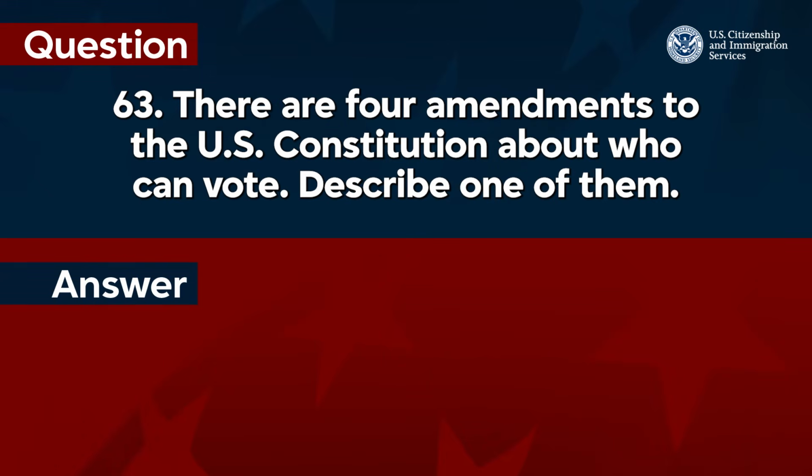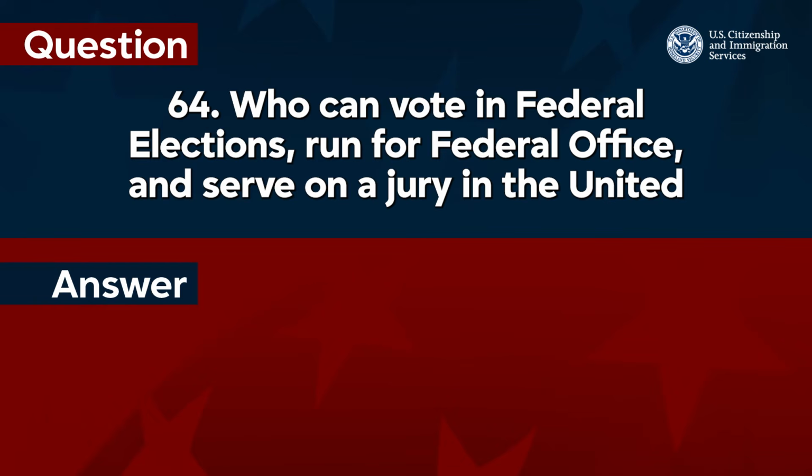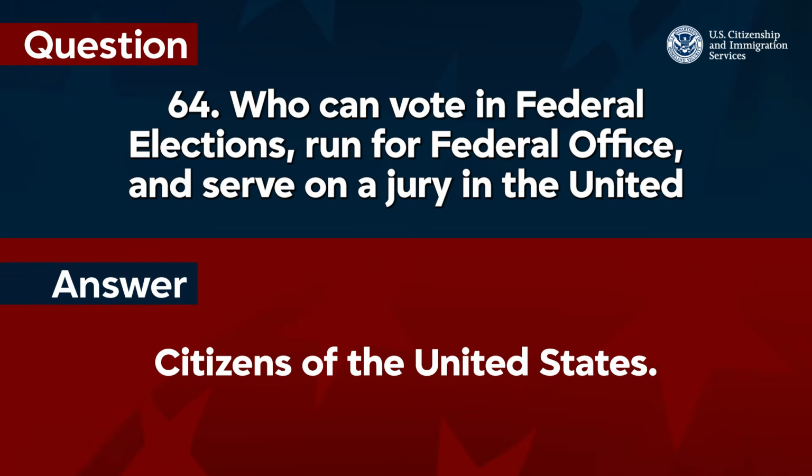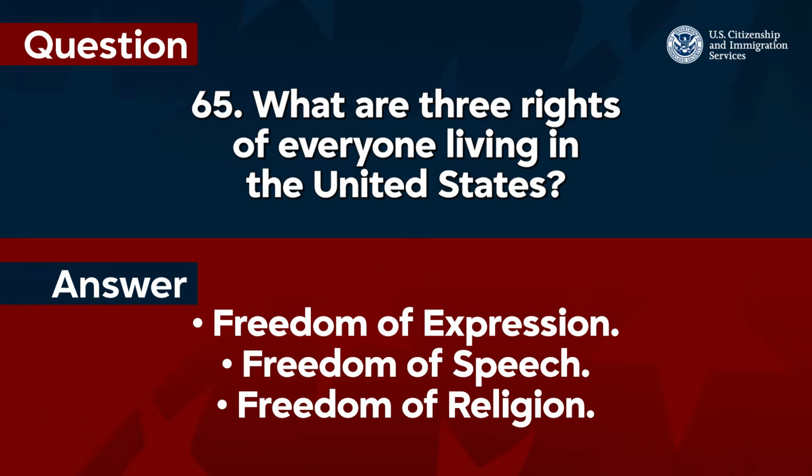There are 4 amendments to the U.S. Constitution about who can vote. Describe one of them. Citizens 18 and older can vote. Who can vote in federal elections, run for federal office, and serve on a jury in the United States? Citizens of the United States. What are 3 rights of everyone living in the United States? Freedom of expression, freedom of speech, freedom of religion.